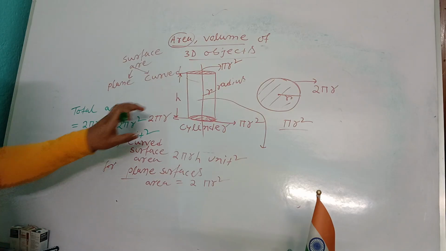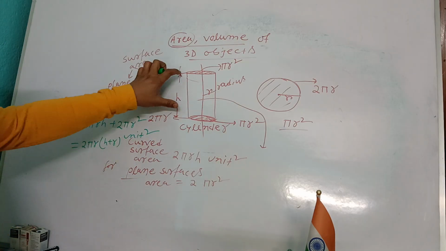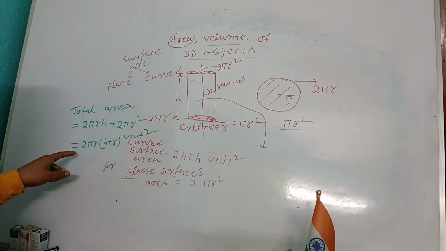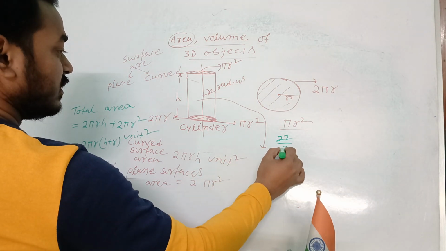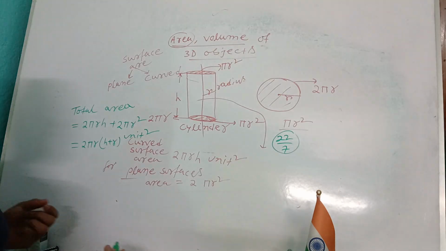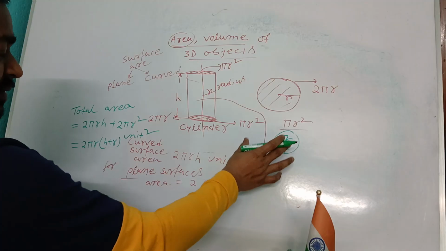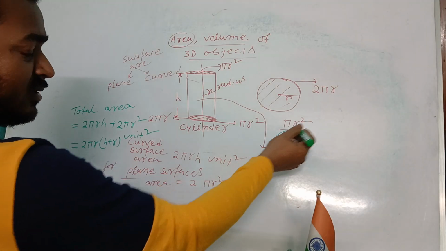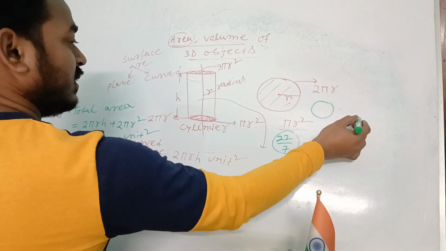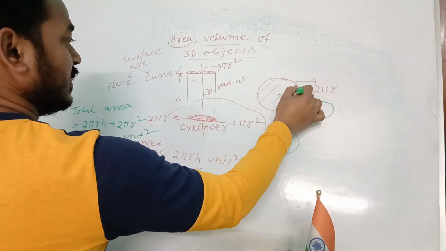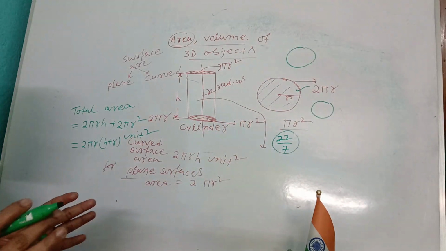What is r? R is the radius of this circle, or of the right circular cylinder. What is h? H is the height of the cylinder. And what is the value of pi? Pi is 22 over 7. Why 22 over 7? For example, I'm drawing this circle, and I'm taking another circle. You can see the shapes are different.